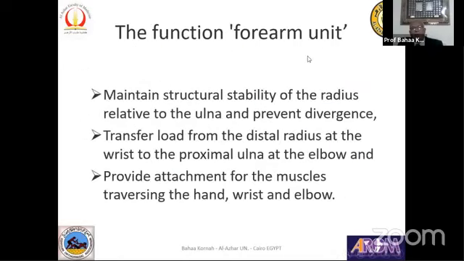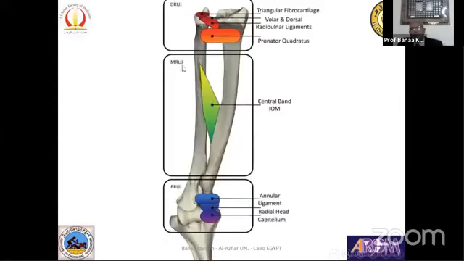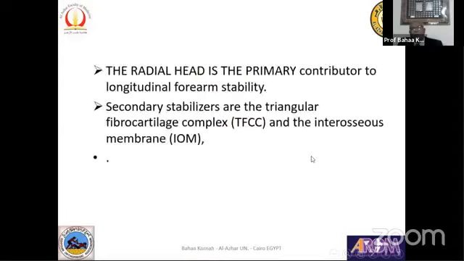The function of the forearm unit is to maintain the structural stability of the radius relative to the ulna and prevent divergence, transferring load from the distal radius at the wrist to the proximal ulna at the elbow, and providing attachment for the muscles traversing the hand, the wrist and the elbow. This is the forearm functional unit: the radius, ulna, the interosseous membrane and the annular ligament.